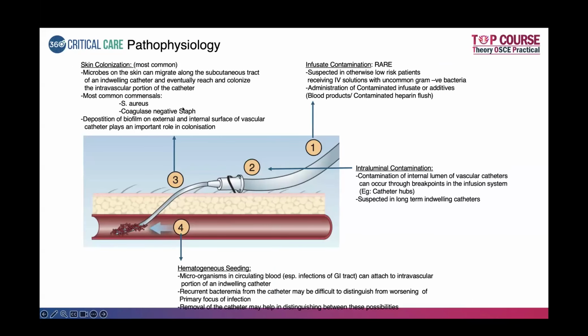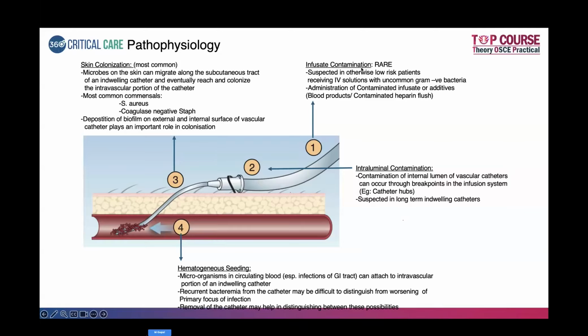So coming to the pathophysiology, the commonest route is via skin colonization. Microbes on the skin can migrate along the subcutaneous tract of an indwelling catheter and eventually reach and colonize the intravascular portion of the catheter. The commonest commensals are Staph aureus and coagulase negative staph. Deposition of biofilm on the external and internal surface of the vascular catheter plays an important role in colonization.